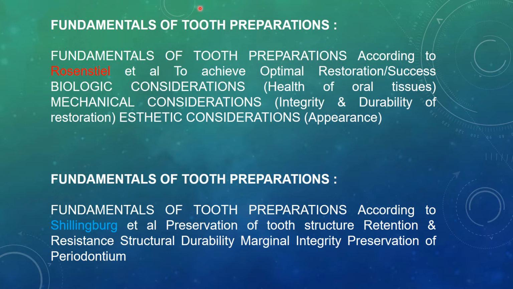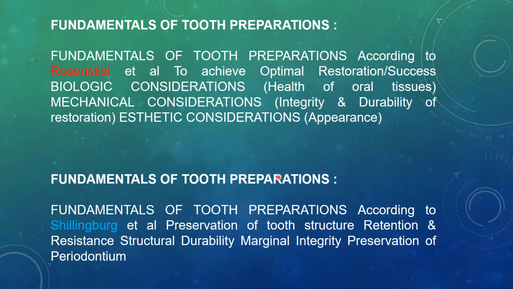Coming to fundamentals of tooth preparation. According to Rosenstiel, it is divided into three aspects. There is a Venn diagram in Rosenstiel you can all refer to. It's biologic, mechanical, and aesthetic. Biologic is health of oral tissues. Mechanical is integrity and durability of restoration. Aesthetic consideration is the appearance.